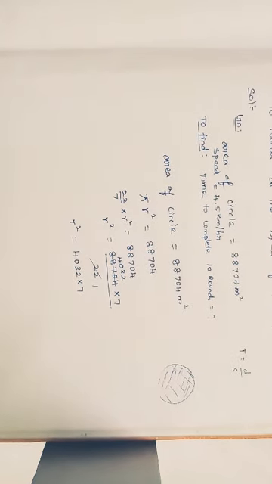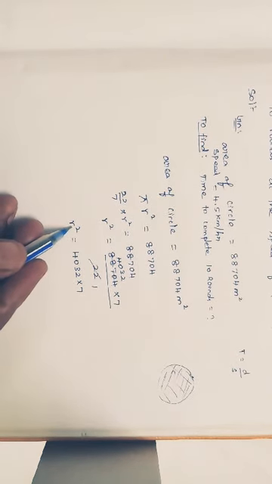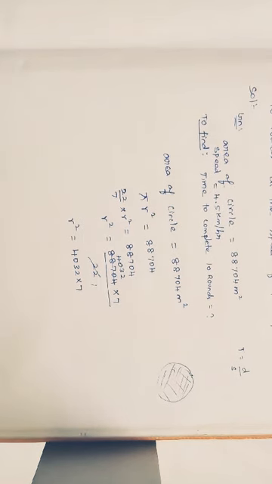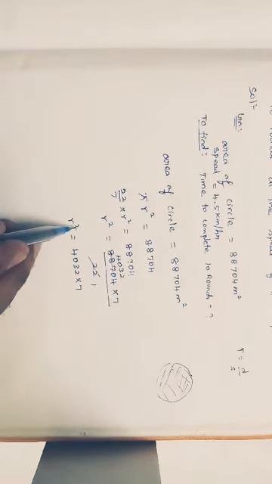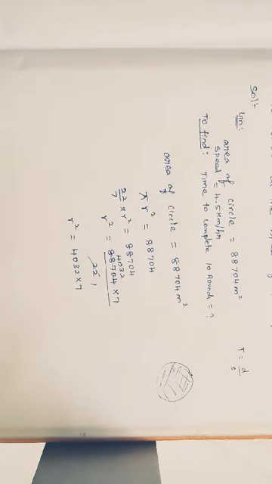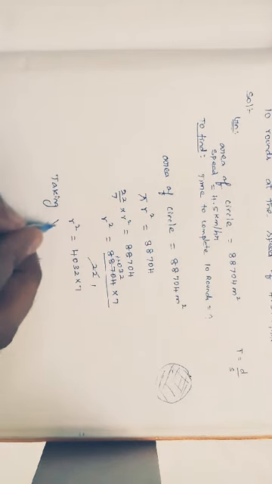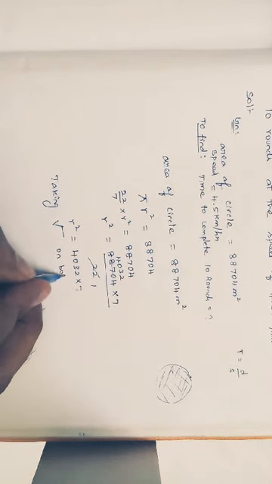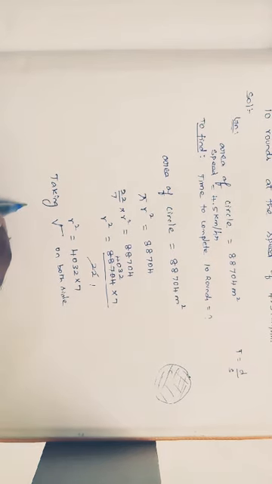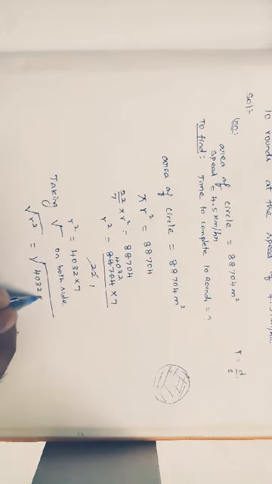But we need the radius, r, the radius of the circle only. So taking the square root, the square will automatically get eliminated, right? For removing the square, what do we have to do? We have to take the square root. So taking the square root on both sides, it will become the square root of r square is equal to the square root of 4032 into 7, right?